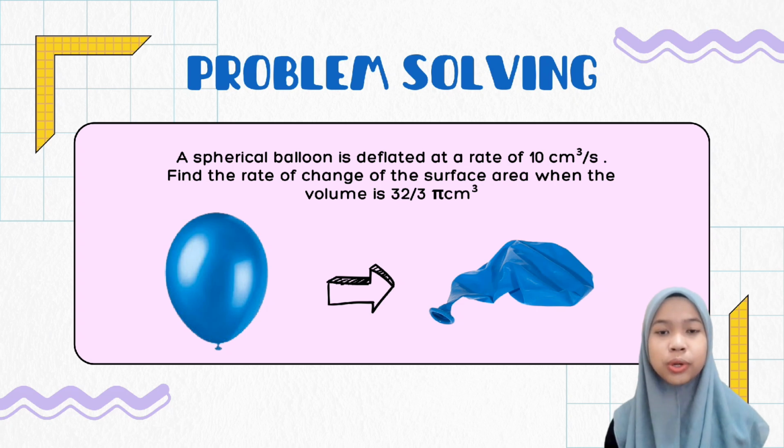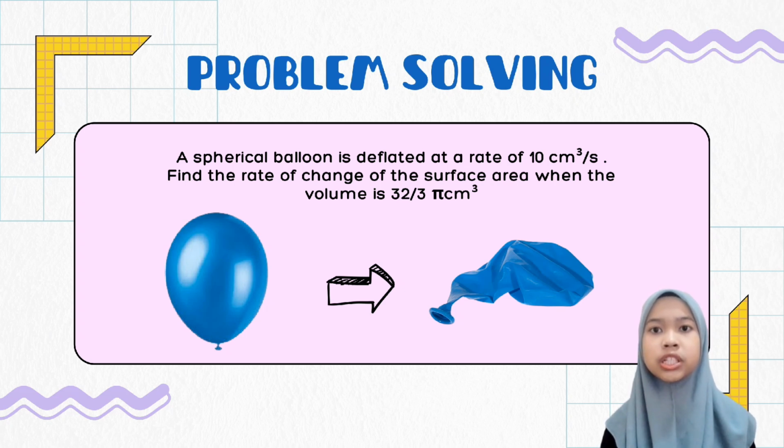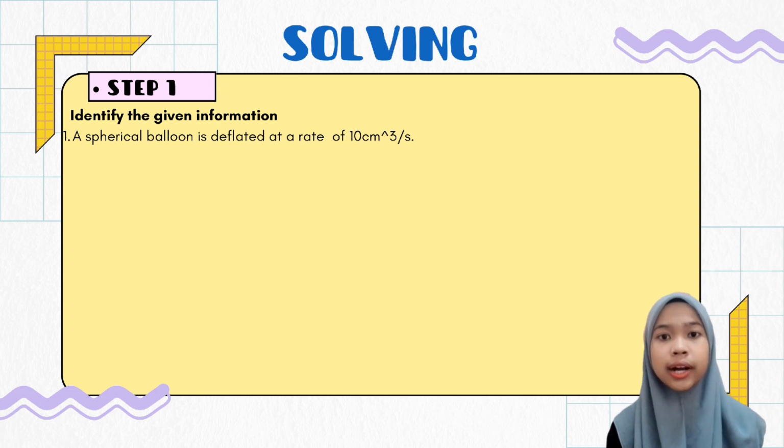Now it's time for problem solving. The question is: a spherical balloon is deflated at a rate of 10 cm cubed per second. Find the rate of change of the surface area when the volume is 32 over 3 pi cm cubed. The first step is we need to identify the given information. The first information is a spherical balloon is deflated at a rate of 10 centimeter cubed per second.